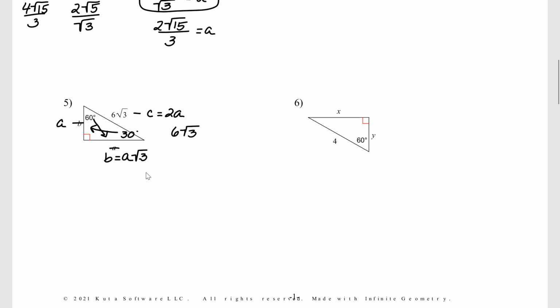6 root 3 is 2A. So if I divide by 2, I get 3 root 3 is A. Okay, so here we have 3 root 3. In order to solve for B now, I know that all I have to do is multiply my A by a square root of 3. So we can do 3 root 3 times root 3.